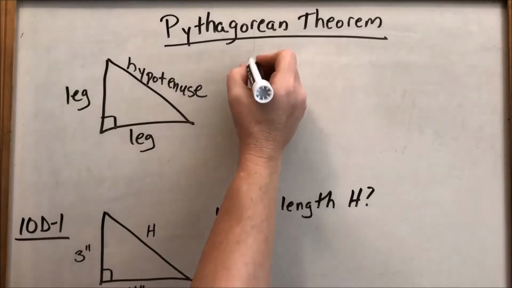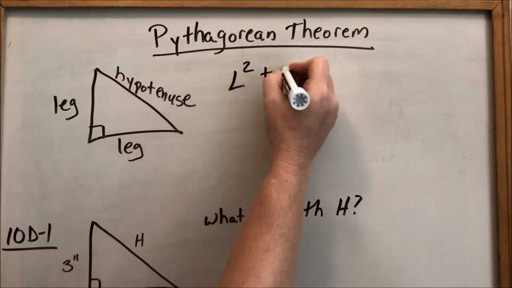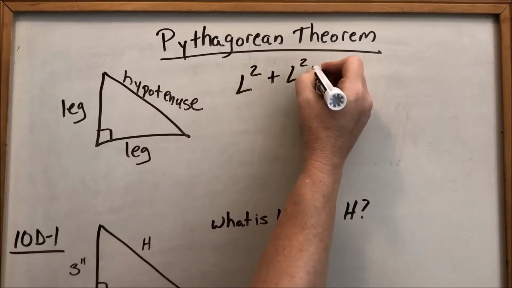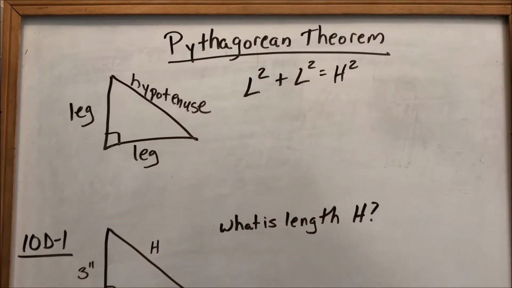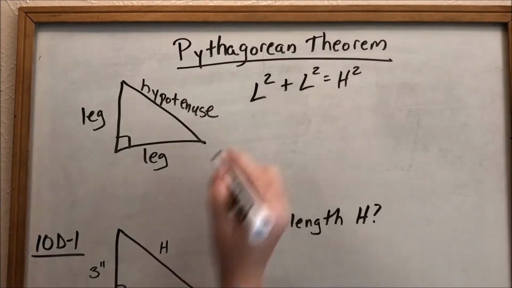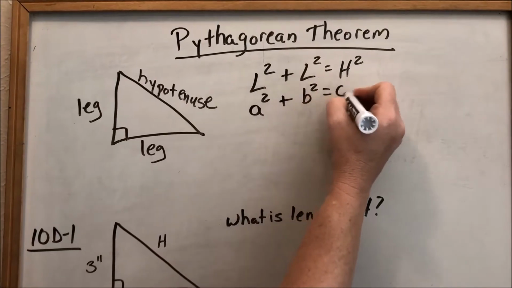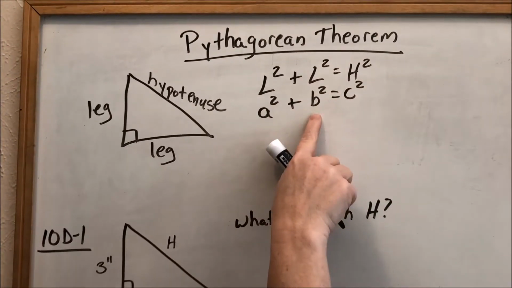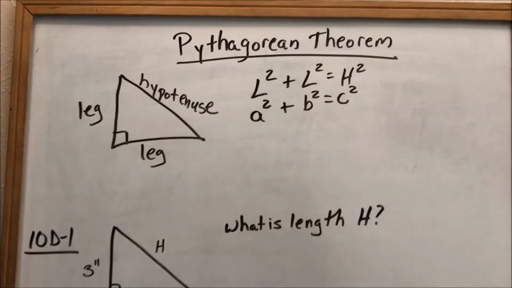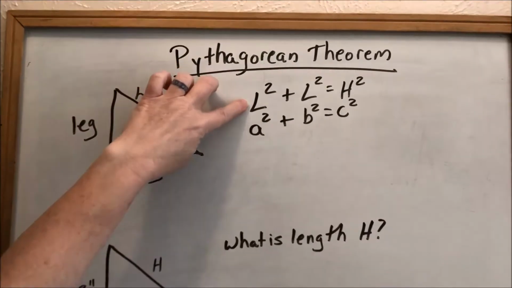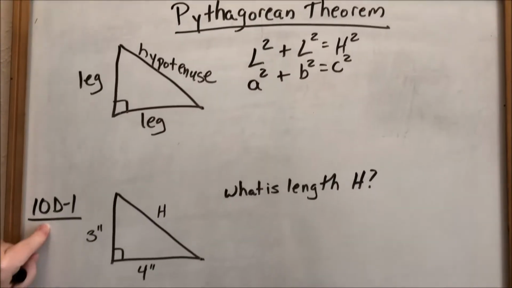Pythagorean theorem says this: if you take the length of a leg and square it, plus the length of the other leg and square it, it will equal the hypotenuse squared. In some books and on some standardized tests, you'll see it as a squared plus b squared equals c squared, where a and b represent the legs and c represents the hypotenuse. Okay, since Matthew C uses this formula, that's what I'll be using today. So let's look at 10D1 on how to use Pythagorean theorem.